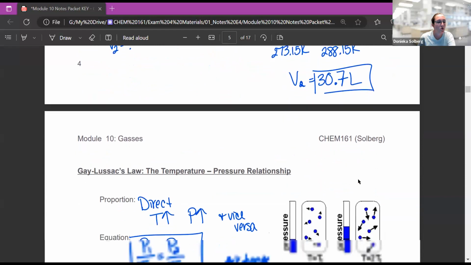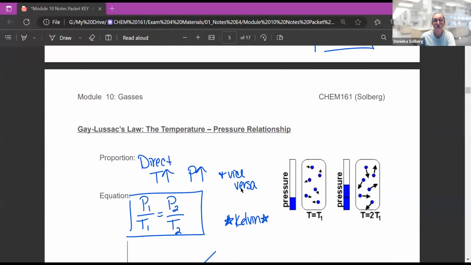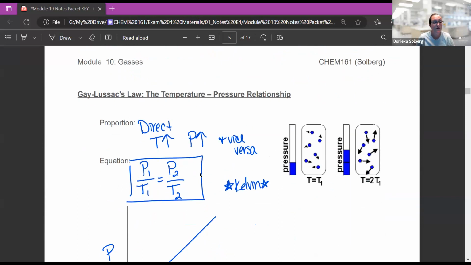So we got 4 total. We have Gay-Lussac's law, which is temperature and pressure relationship. Again, a direct relationship. If you heat something up, those particles are again going to be moving faster. Like I told you, the longer or bigger the arrows, that means they are moving faster. So of course, the pressure is going to increase because they're going to hit the walls of the container more and more and more.